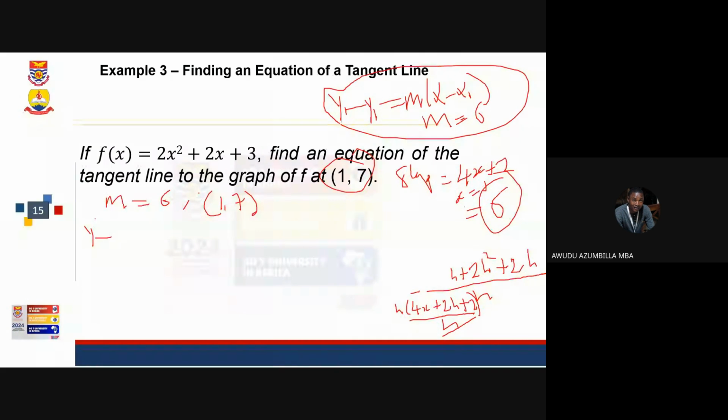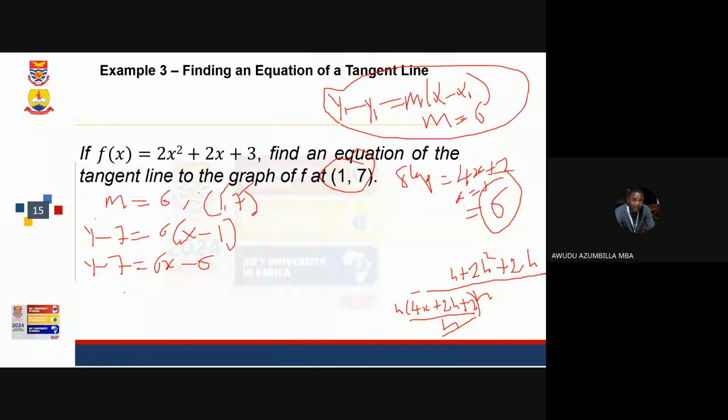y minus y1. y1 is our 7. So y minus 7 is equal to m. The m is 6. So 6 bracket x minus 1. Because x here is 1, y here is 7. So we are just substituting them into the formula. So we are going to get y minus 7 to be equal to what? 6x minus 6.